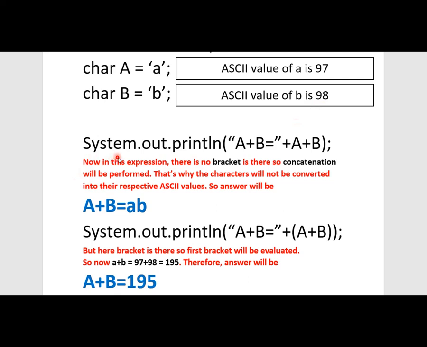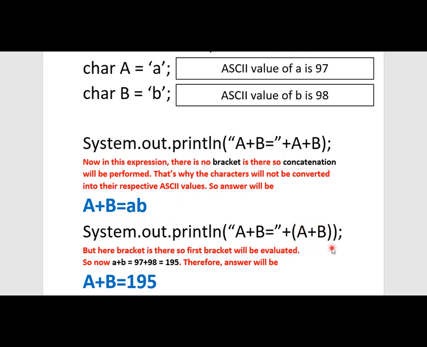Now come to the expression System.out.println a plus b equal to, plus a plus b. There is no bracket, so the plus operator will be evaluated from left to right. So a string will be operated with a character, so concatenation will be performed. There will be no conversion of character to ASCII. So a plus b equal to ab.